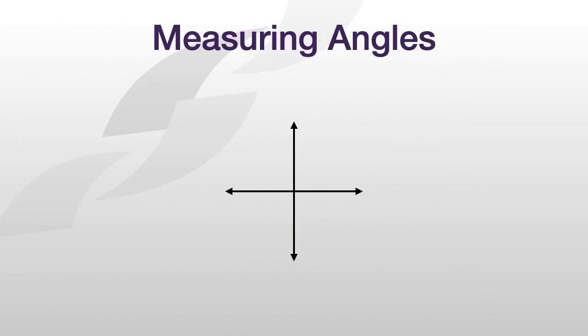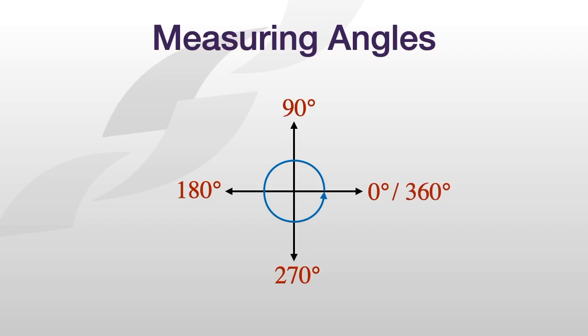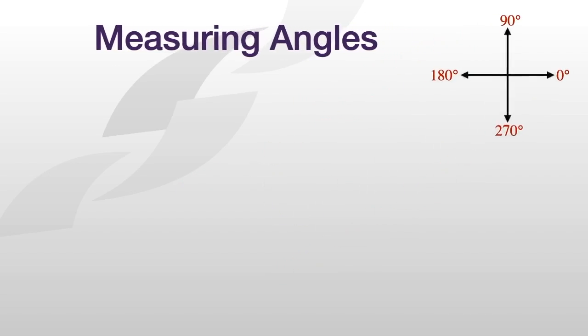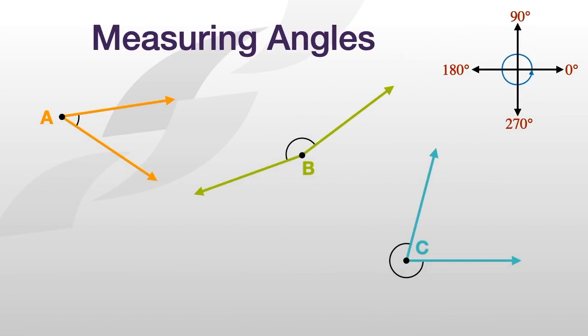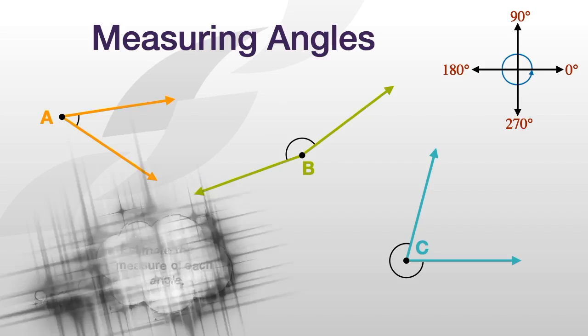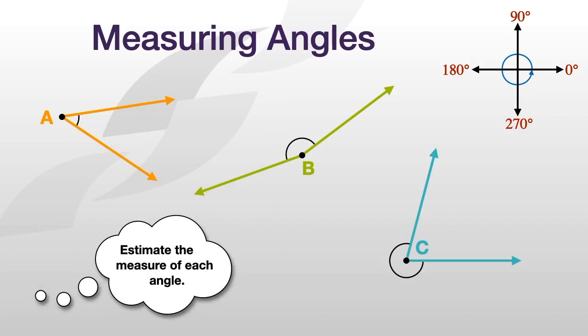Let's next turn our attention to how we measure angles. First, we can use these benchmark angles to estimate the measure of some given angles. Here are three given angles. How can you use the benchmarks of 90 degrees, 180 degrees, and 270 degrees to estimate the measure of each angle?